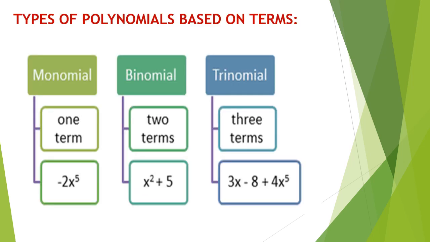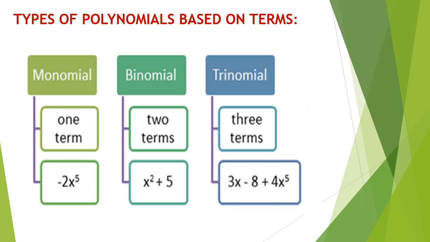Types of polynomials based on terms, we have three types. First one is monomial. Mono means only one. So monomial have only one term. Example minus 2x power 5.